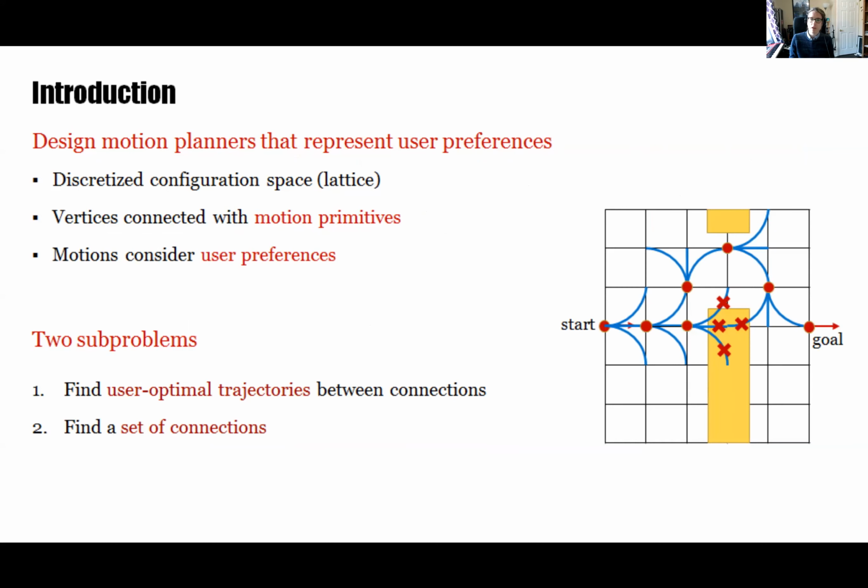So we studied the problem of designing a motion planner that represents user preferences, for instance, a driving style of an autonomous vehicle. We consider a lattice planner where the configuration space is discretized in a regularly repeating grid. And these discrete states are then connected with pre-computed motion primitives. By concatenating these primitives, we can find a path from the start to goal configuration as shown in the figure over here. Moreover, the trajectories that are taken by the motion primitives should reflect the user preferences. Designing such a planner consists of two subproblems. First, computing user optimal trajectories, and second, choosing which connections, that is, which motion primitives the planner is allowed to use. Next slide, please.